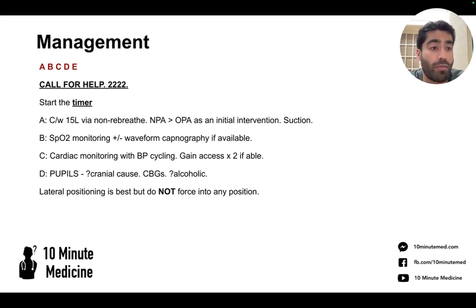Again, talking about management, you need to go back to your A to E assessment at all times, especially in acute settings. And in this case, as a new F1, call for help. If you're ever feeling out of your depth, or you're unsure what's going on, or you don't know exactly what to do next, then definitely call for help.